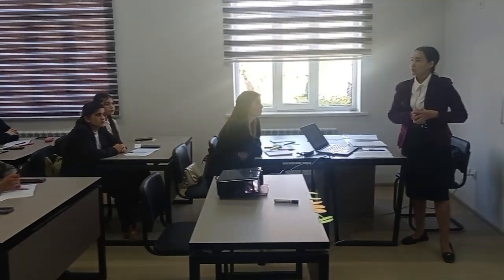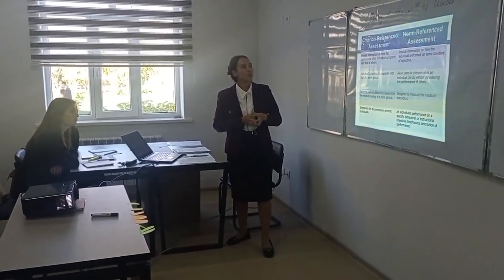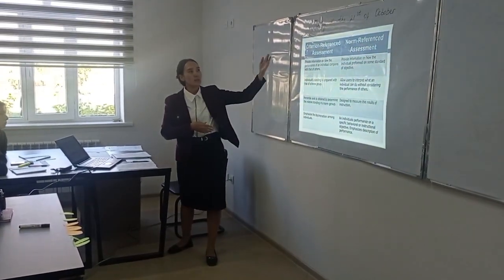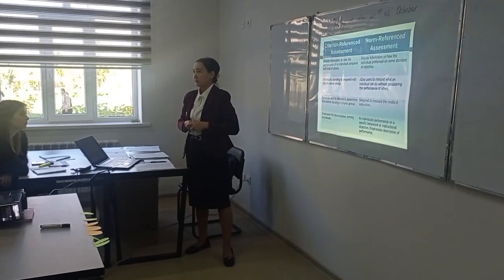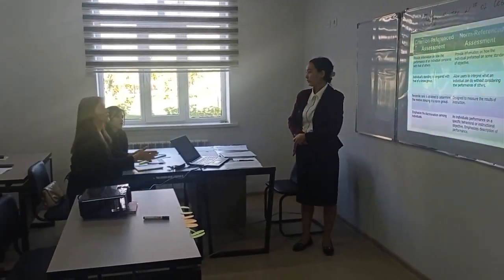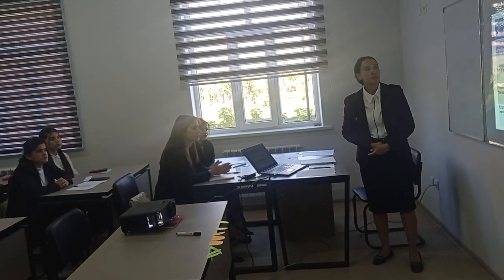Next, here are given examples, and you should identify whether the given explanation is related to criterion or norm referenced. Please, Emma, what is the first one? Provide information on how the performance of an individual compares with that of others. It is criterion. Is it about criterion or norm referenced assessment? Pay attention. Individual compares with that of others. It is not criterion referenced because it is comparison with others. That's why it will be norm referenced.